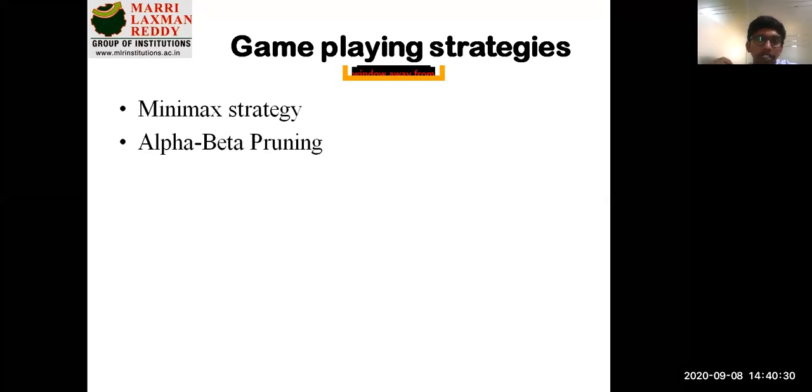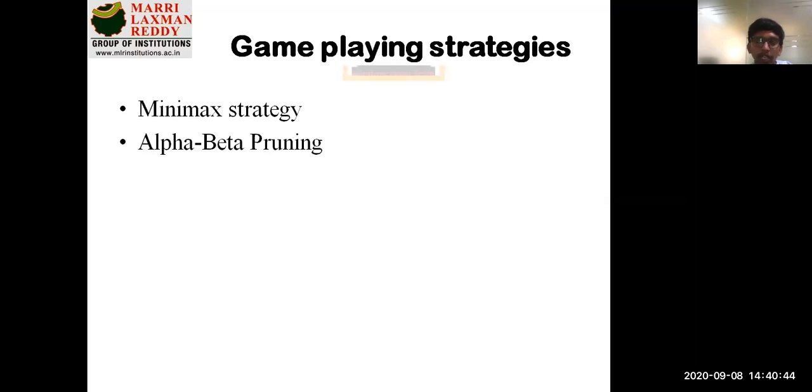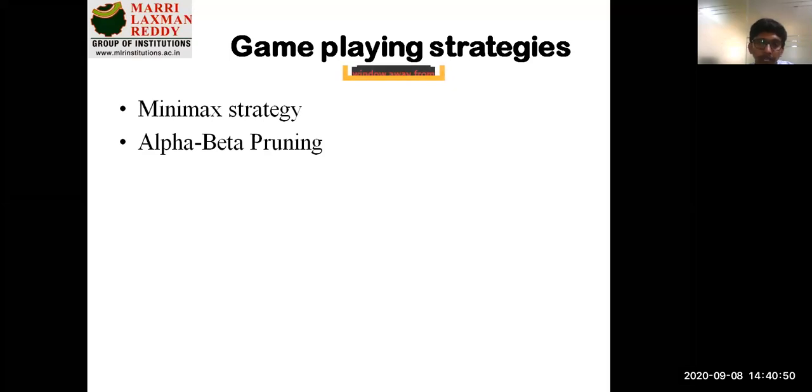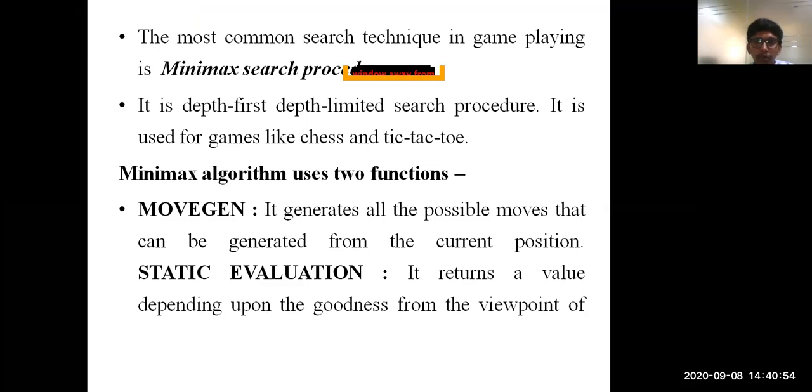So these two algorithms or strategies will be very important when you are talking about game playing. For today's session, we will discuss your min-max strategy, and in the next session, probably we will be discussing alpha-beta pruning. Once I complete these two things, we will be completed with the unit 1 syllabus of your AI.